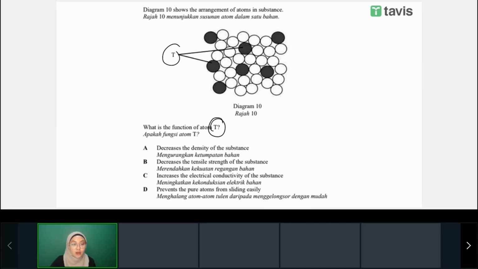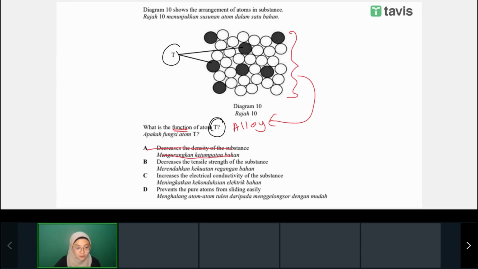This is a question of a polymer. Sorry, not polymer, alloy. So this structure is an alloy. What is the function of T? Is it to decrease the density of the substance? It's not decrease the density of the substance, so A is incorrect. So remove A.